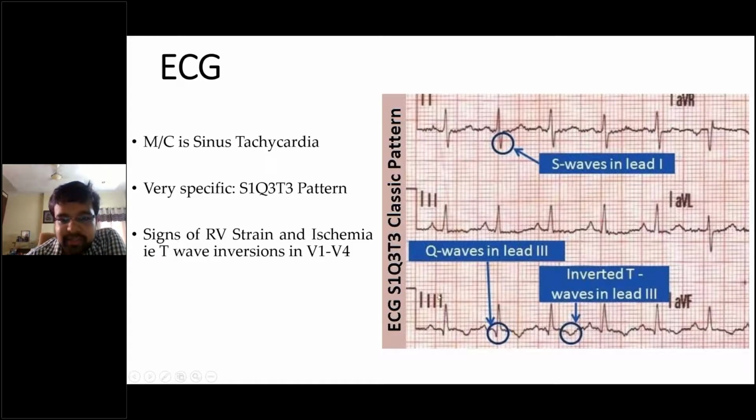So basically we take the limb leads. We have lead 1, lead 2, lead 3. ठीक है. S1 basically means presence of deep S waves in lead 1, and Q3 T3 means we go to lead 3, presence of Q waves in lead 3, and T3 means inverted T waves in lead 3.